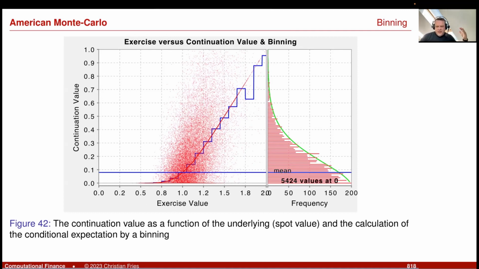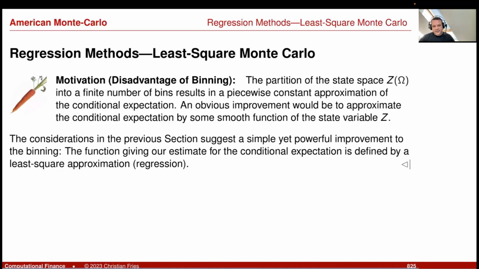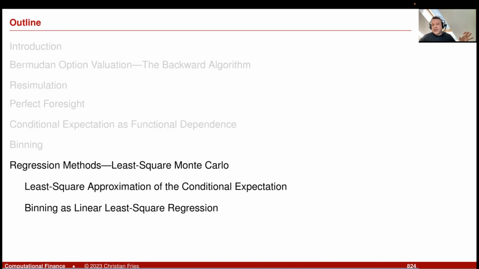We can describe the conditional expectation as a regression, as a least square regression, minimizing the distance to the dots in this cloud in a certain way. To understand this, the first step is that I can rewrite the binning method as a least square regression. This will be the motivation for the regression method, the least squares Monte-Carlo. Very important, actually, this is what they all use, and this will be done in the next session. Okay, that was it for today.